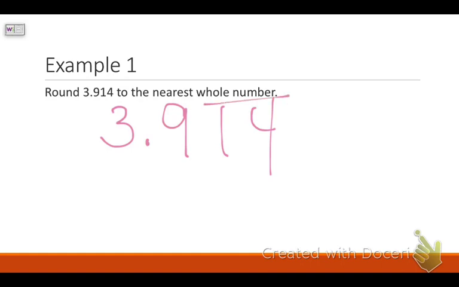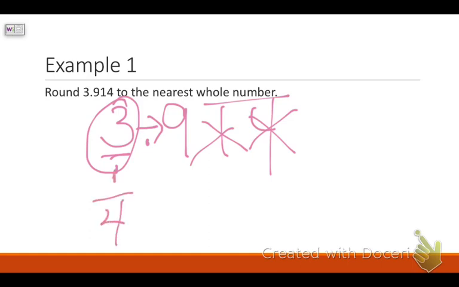Go to the nearest whole number, which is this. We're going to circle it. We're going to look next door, right next door. The 1, the 4, they don't work. They don't help us, but the 9 will. And since the 9 is 5 or more, 5 or higher, we're going to add 1 to the 3, and that becomes a 4. And if you need to, you can always add a decimal point and a 0. It's not necessary. This is really your answer. Here we go. Next part.